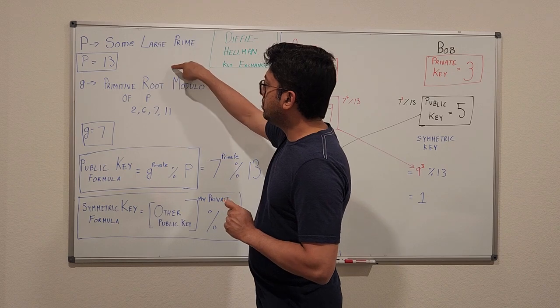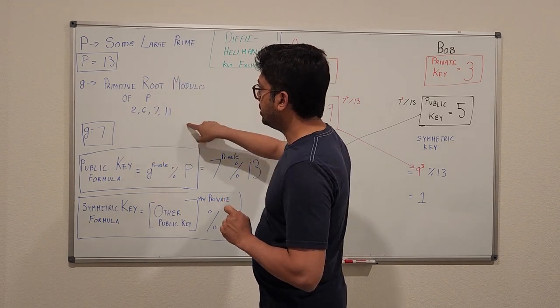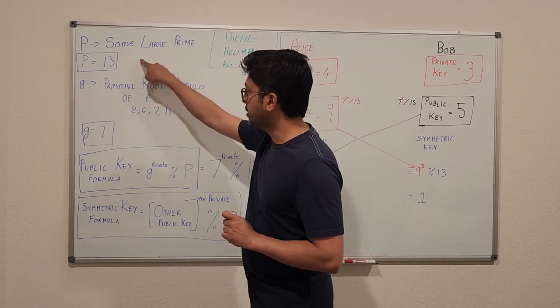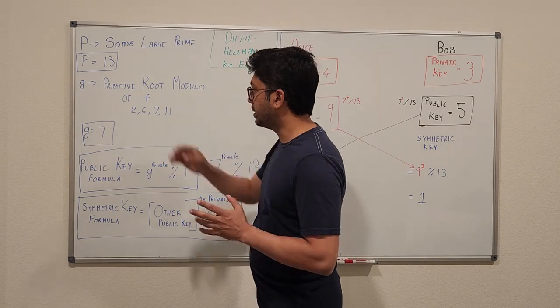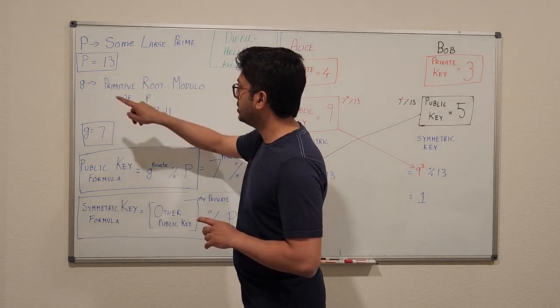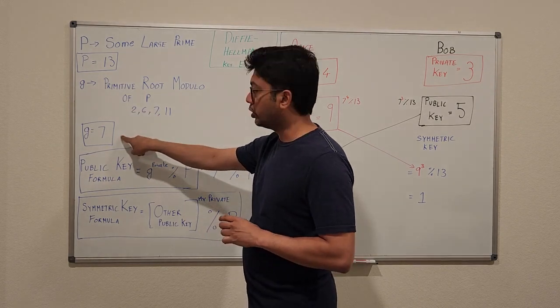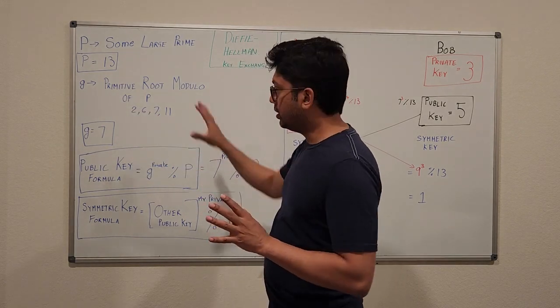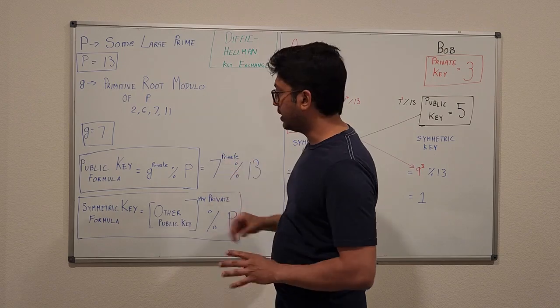So these are the primitive root modulos of this number. You pick any one of these. I picked 7, so 7 is your G. Prime number 13, and one of the primitive root modulos G, and that's all. These are the only numbers that plug in here.